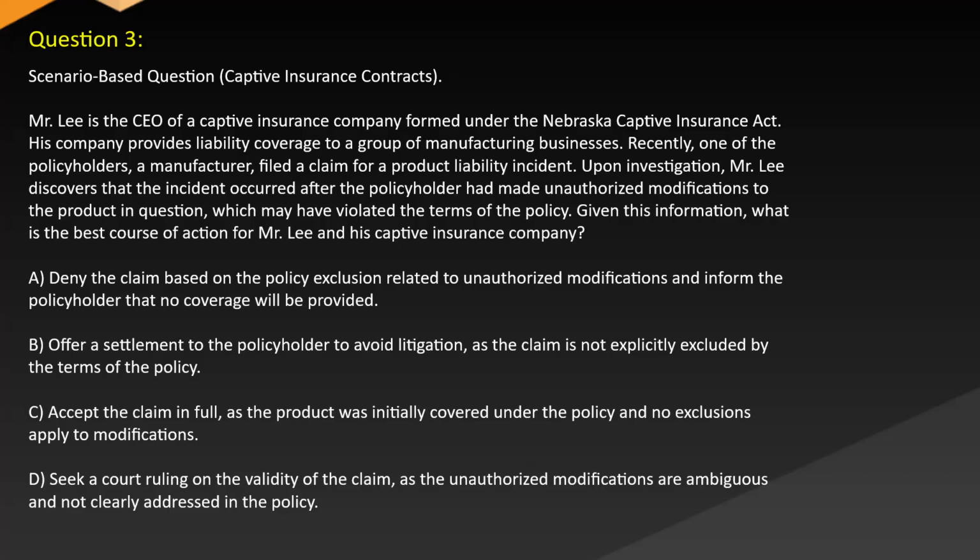Given this information, what is the best course of action for Mr. Lee and his captive insurance company? A. Deny the claim based on the policy exclusion related to unauthorized modifications and inform the policyholder that no coverage will be provided. B. Offer a settlement to the policyholder to avoid litigation, as the claim is not explicitly excluded by the terms of the policy. C. Accept the claim in full, as the product was initially covered under the policy and no exclusions apply to modifications. D. Seek a court ruling on the validity of the claim, as the unauthorized modifications are ambiguous and not clearly addressed in the policy.